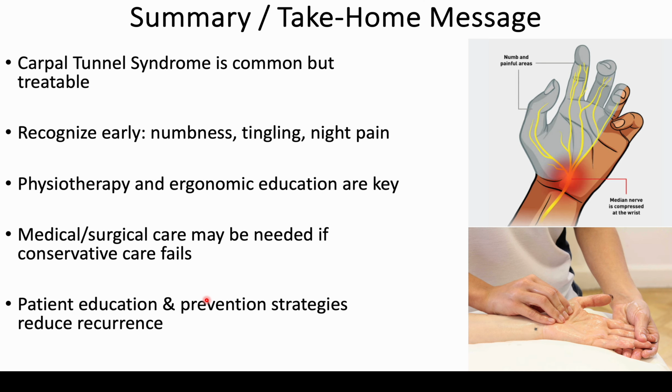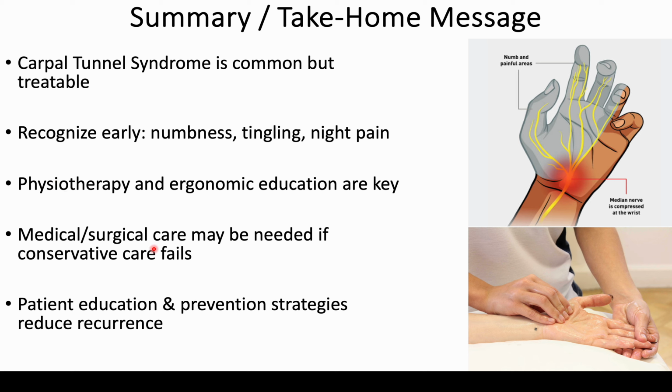So, summary take-home message: carpal tunnel syndrome is very common and it's treatable. As you can see, it's easily explained, and it's not a complicated thing, but a lot of the time it does happen as a result of repetitive use. The key is recognizing it early. Numbness, tingling, and night pain, that's when you want it taken care of. You don't want to wait till the muscles lose the muscle mass. Early physiotherapy and ergonomic changes are key.